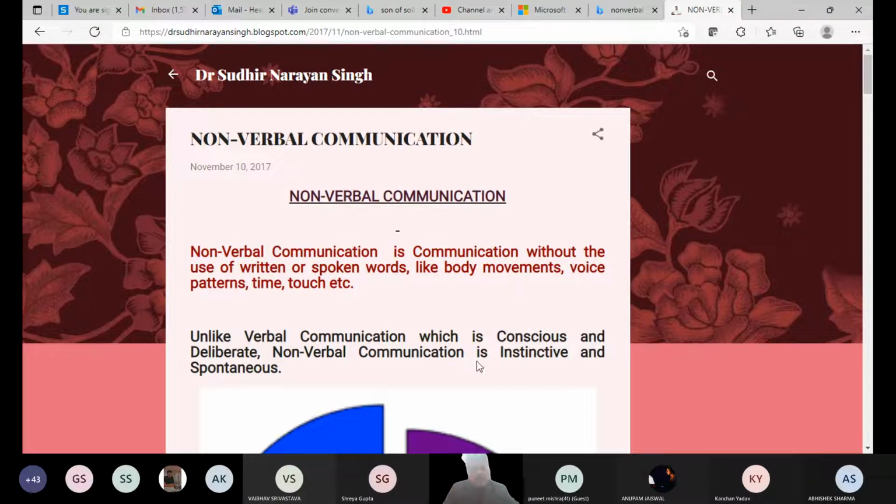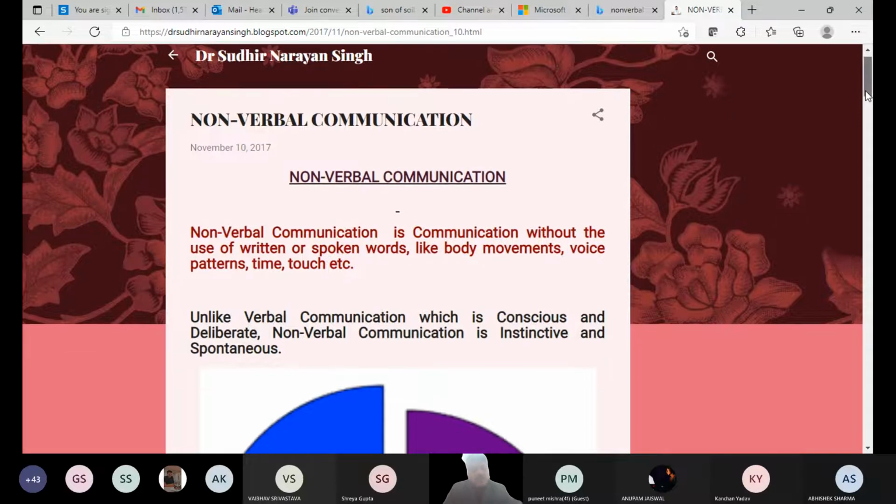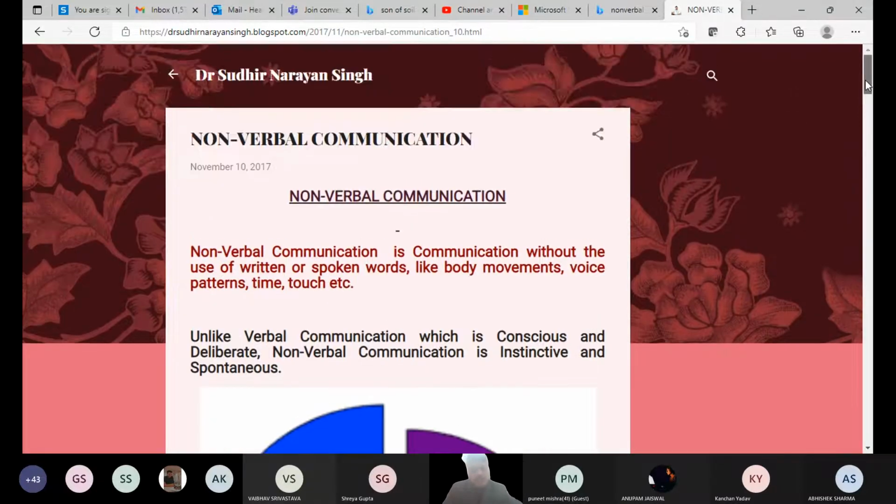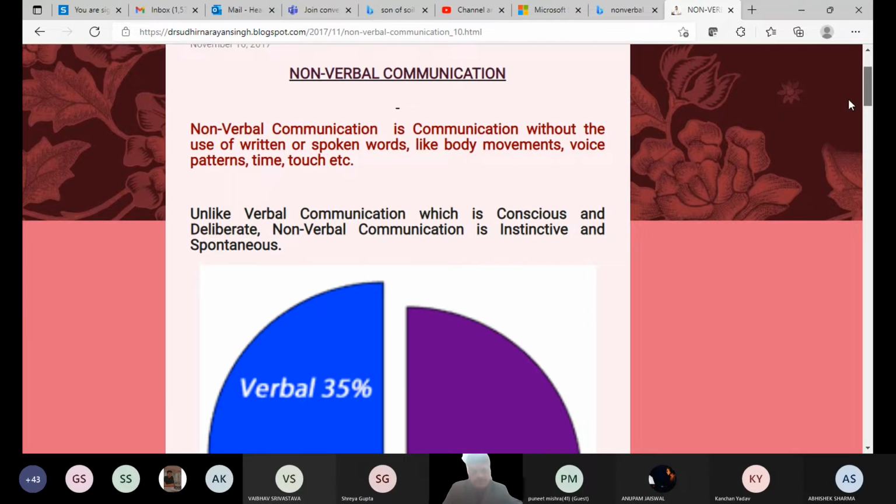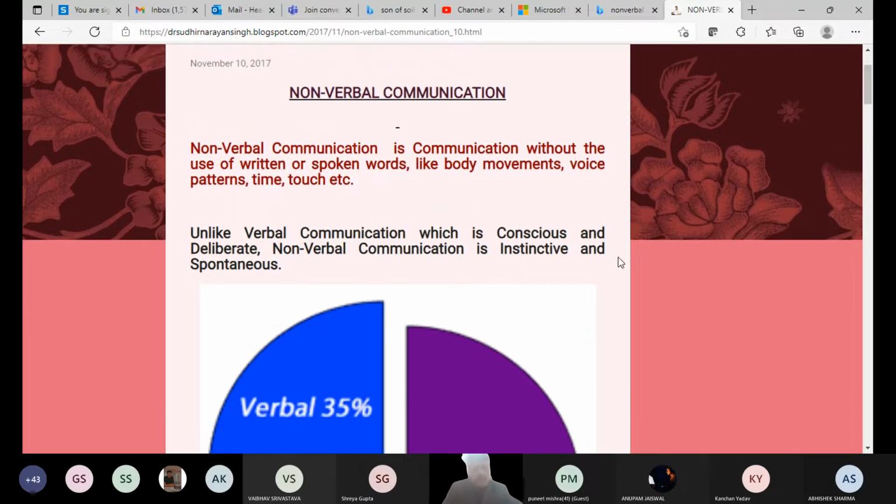So non-verbal communication is communication without the use of written or spoken words, like body movements, voice patterns, time, touch, etc. Unlike verbal communication, which is conscious and deliberate, non-verbal communication is instinctive and spontaneous.